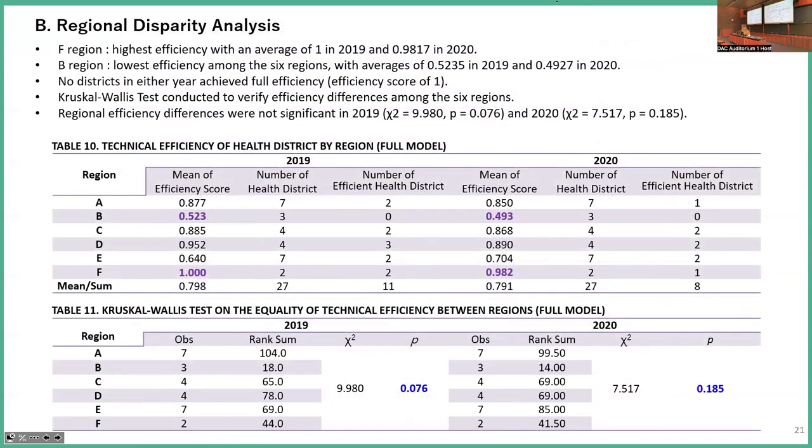And we analyzed whether there is disparity among regions. Table 10 shows the mean efficiency score. So F region is efficient, because the efficiency score is 1, but it decreased in the following year. But we conducted a Kruskal-Wallis test to verify whether there is any significant difference, and it doesn't show any statistically significant difference among regions in their efficiency.